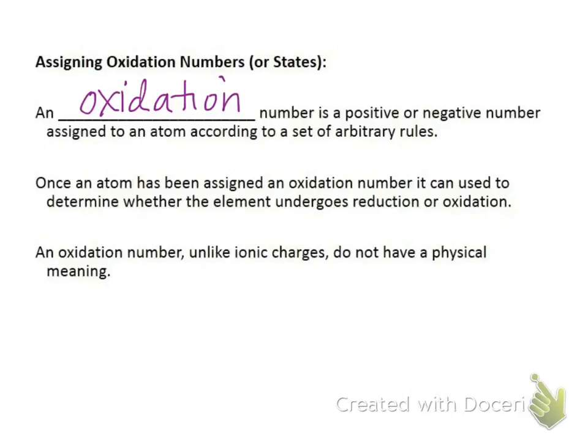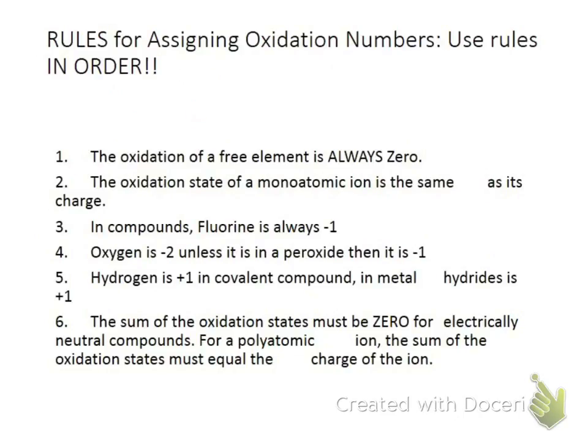If it is an ionic compound, the oxidation numbers are going to be the same as when we did ionic charges. It's when we're talking about covalent compounds, which share their electrons, that the rules get a little bit different. This is the set of rules that we're going to use for oxidation states, and they're used in order.